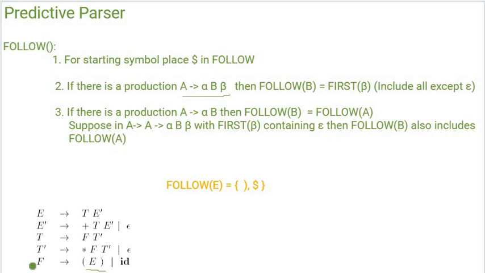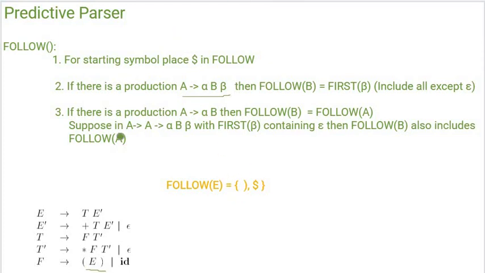Here in this production, A is nothing but F, alpha is nothing but open bracket, and B is your E, and beta is your closed bracket. Now how will you calculate the follow of E? So follow of E will be first of closed bracket. That's why we calculated this, that's why we got the result like this. Okay, fine. Hope it is clear.